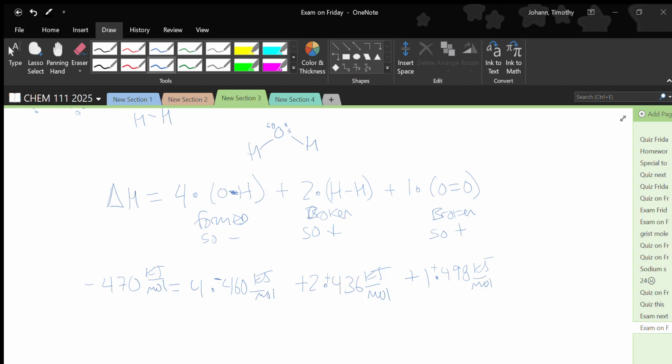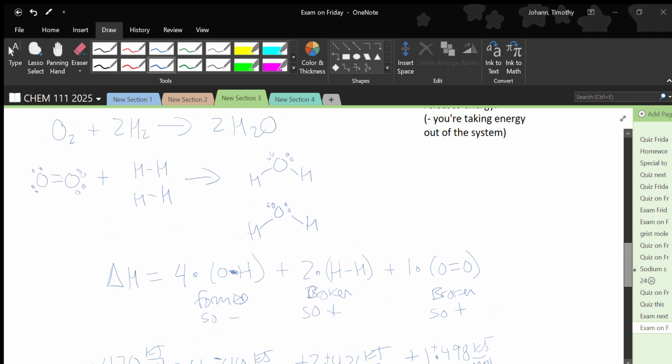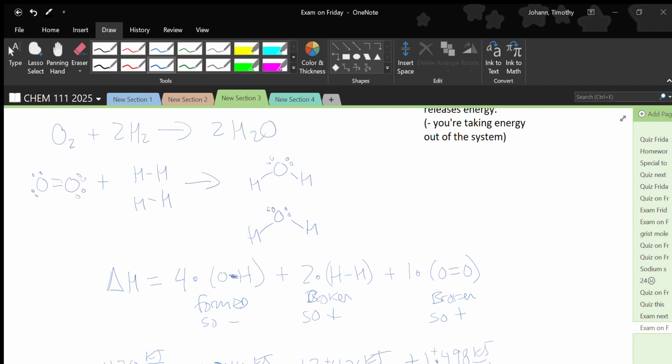Yes? How did you get the 4, 2, and 1, like before the OH bond? Good question. How did I get those numbers I put in front? If we look at the 4 here, this is for the OH bonds in the waters, and there are 1, 2, 3, 4 OH bonds. In terms of the 2, there are 2 HH bonds, they're not hydrogen bonds, but 2 HH bonds, and there is one OO double bond. Okay, other questions?